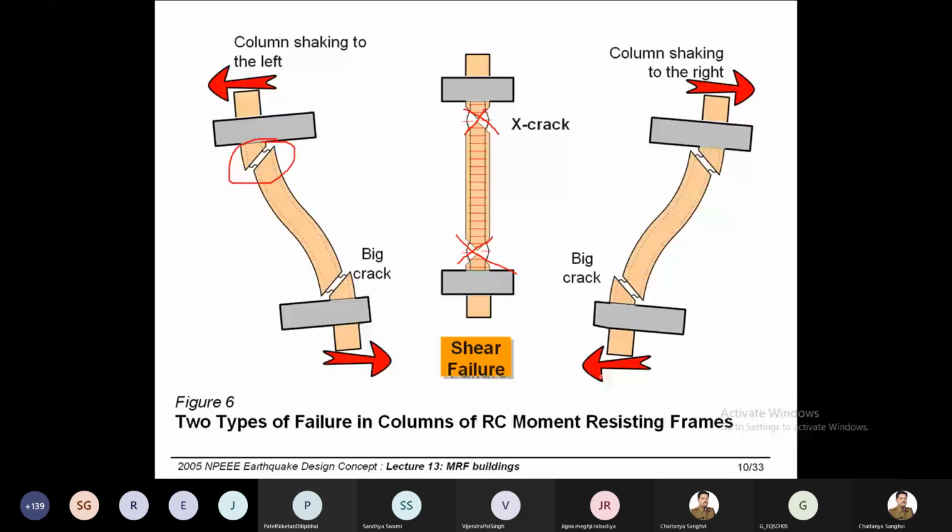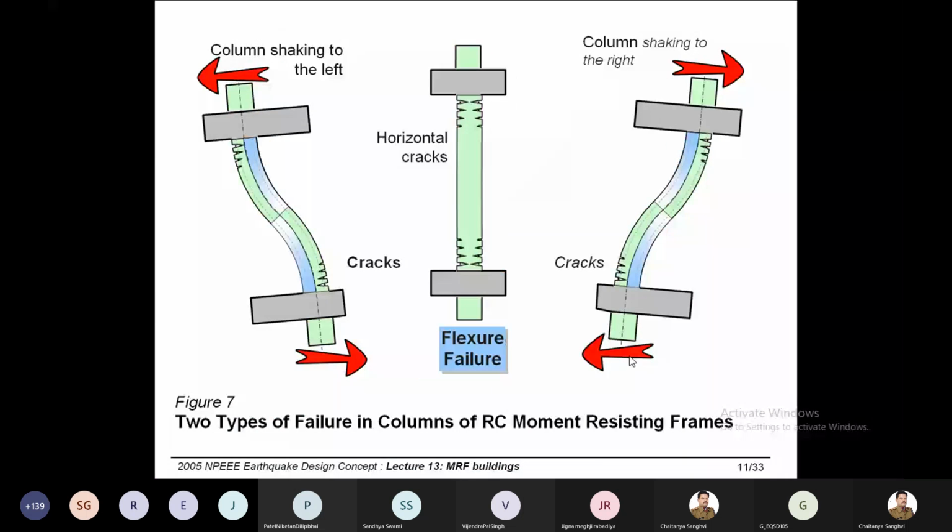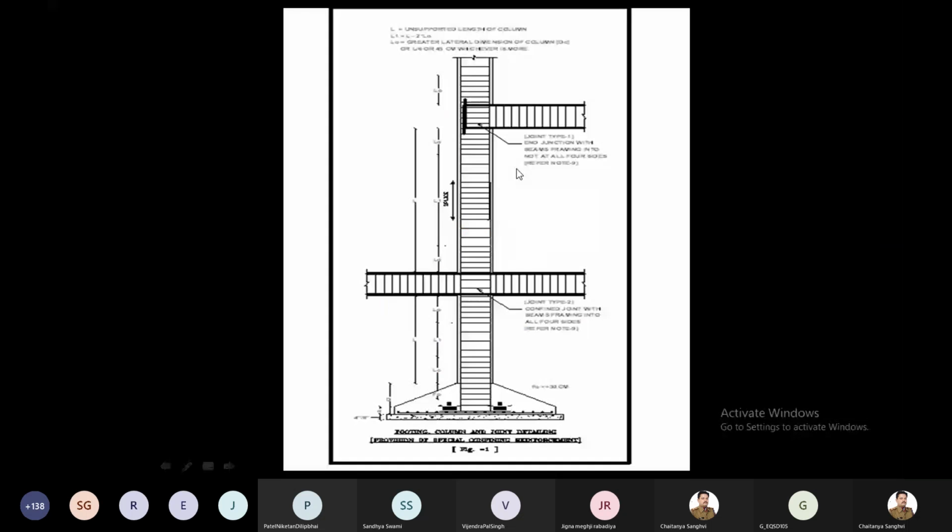For the flexural failure, when the shaking takes place in this direction, this part comes under tension, so failure will start here. When it moves in this direction, then tension will come on this side. So basically during the shaking you will see such things at the top and bottom of the column, where the maximum moment appears, right? So correspondingly, we are providing a closed stirrup at the top, a closed stirrup at the bottom, right? And lapping is provided in the middle third. Lapping is for the middle third.